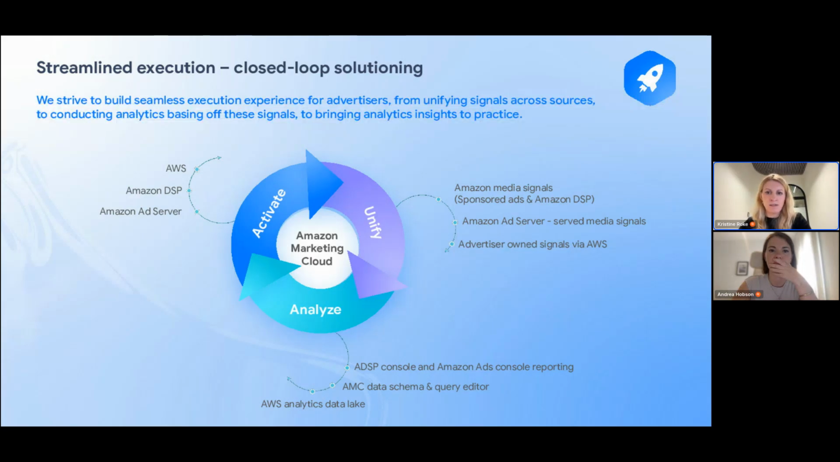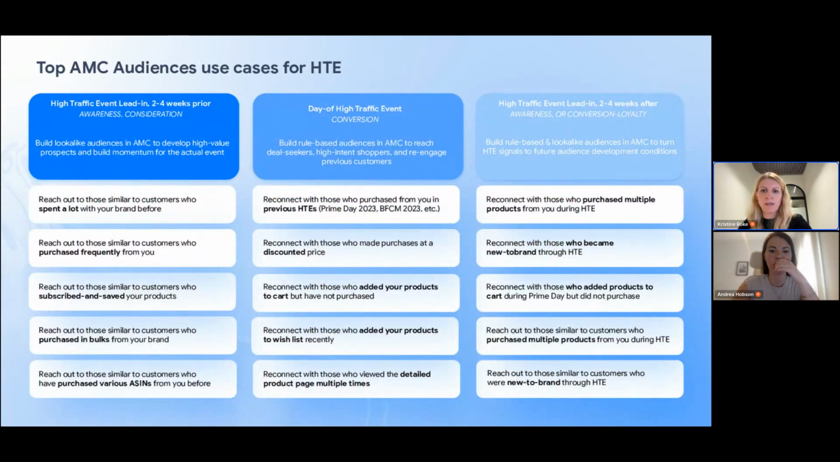So AMC isn't just where we analyze performance, it's where we power the next phase of the insights. So it closes the loop between insights and media activation, turning data into real market actions. And once we have the insights, we can activate them, as I said. So we can build the audiences and use them strategically around high traffic events, for example, Prime Day, Black Friday, or seasonal campaigns, covering the before, during, and after phases of the events.